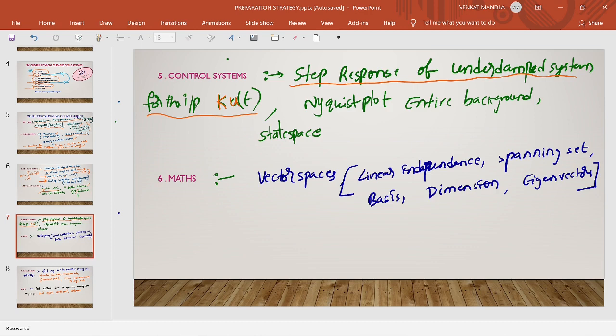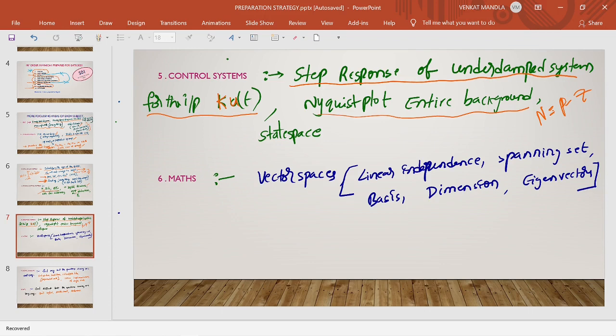And then the Nyquist plot. If I give you any open loop transfer function, you can easily draw a Nyquist plot for this. But they are not asking this type of question nowadays. They are asking the background of this Nyquist plot. So try to derive that N equal to P minus Z.